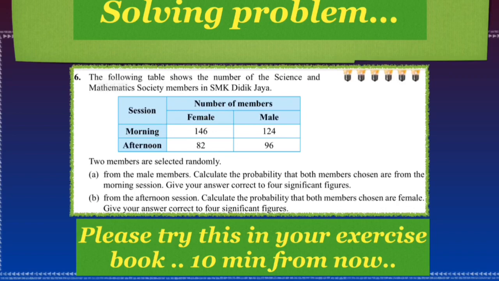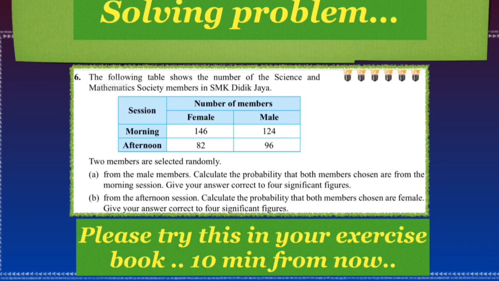So 2 members are selected randomly from the male members. Please underline, because this is your sample space. So that means your sample space is male members. Calculate the probability that both members chosen are from the morning session. This is your event, morning session. Give your answer correct to 4 significant figures. Please follow the instruction, 4 significant figures. Okay, that is part A.